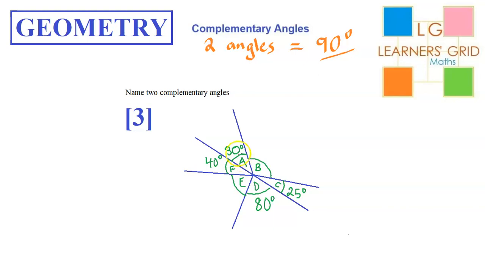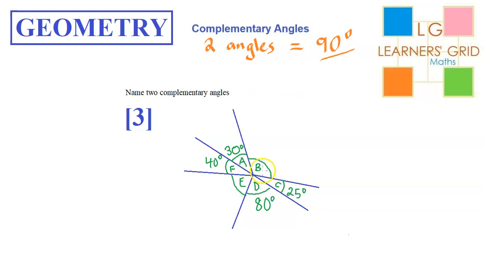And luckily we have angle A, which is 30, angle C, 25, angle D, 80, and angle F, which is 40, but we are not given B and E, and it might pay to just calculate the size of those angles just in case. So you would need to apply some knowledge from other angle work that you may have done previously.